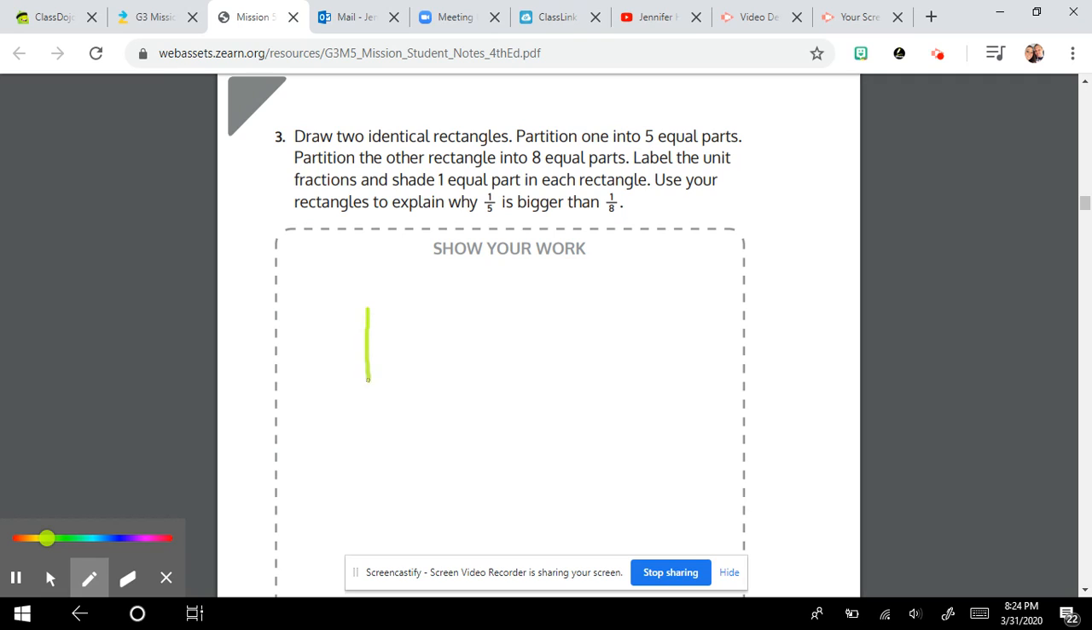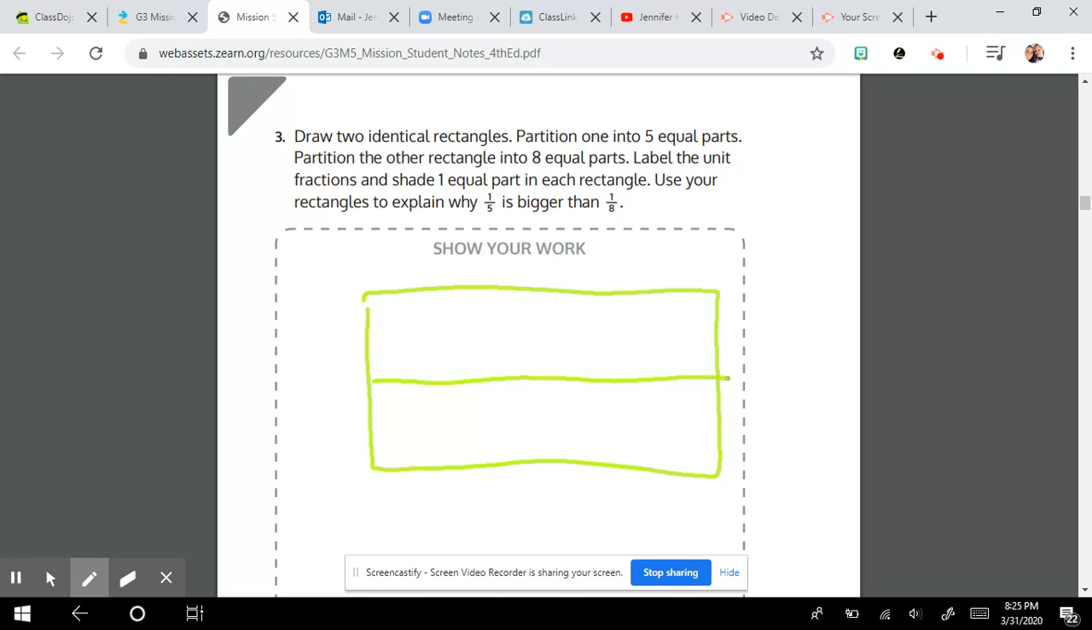So I'm going to draw a large rectangle. Now you didn't have to do it like this. This is just the easiest for me. I'm going to actually just split it right in half there. Now I know that my boxes are equal. And now I can split it into 5 equal parts and 8 equal parts. And then it says use your rectangle to explain why 1/5 is bigger than 1/8.